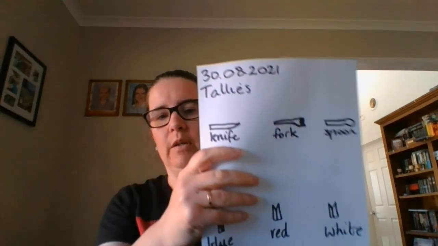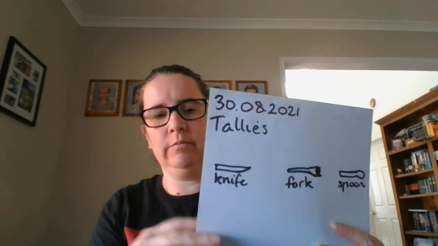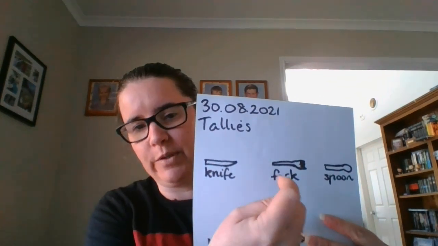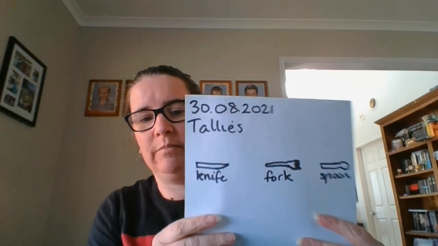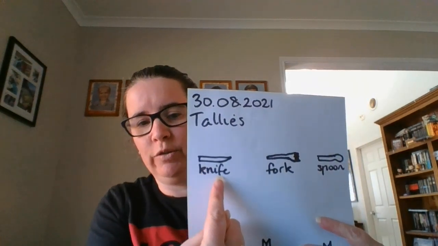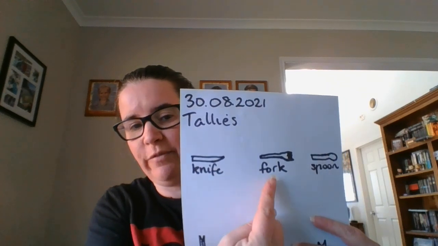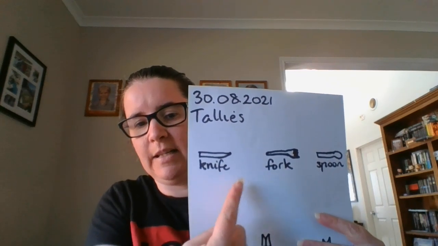And on my piece of paper, here we go, I have written the date, because we always do the date. I've written the title, Tallies, so we know what we're talking about. And then I have actually drawn a knife, and I've written knife, a fork, and a spoon. And underneath, I'm going to do my tallies. And let's do it now.